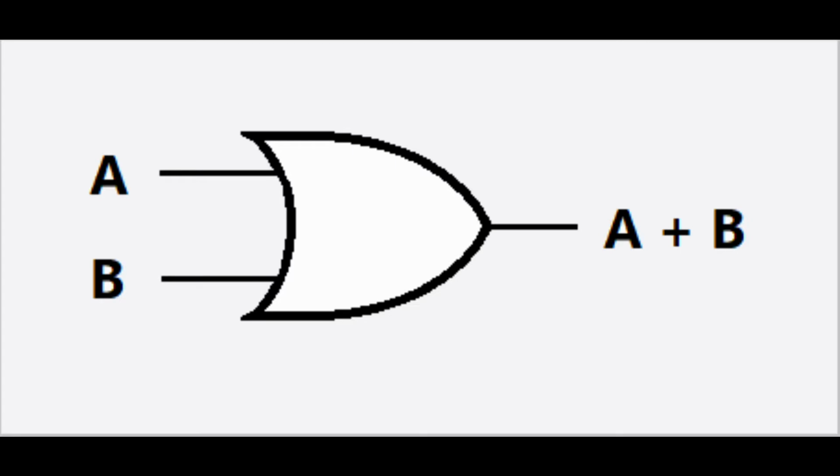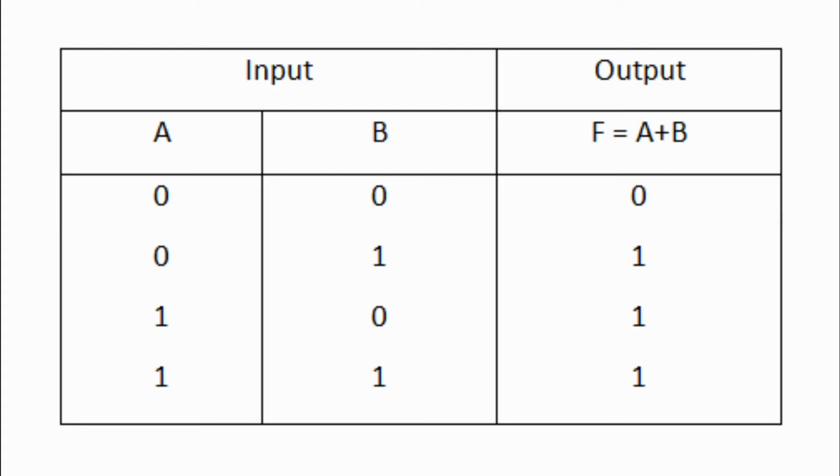Next up we have the OR gate. This is a logic gate that will give an output of 1 when at least one of the inputs was also 1. For example, if both inputs are 1, the output will also be 1.